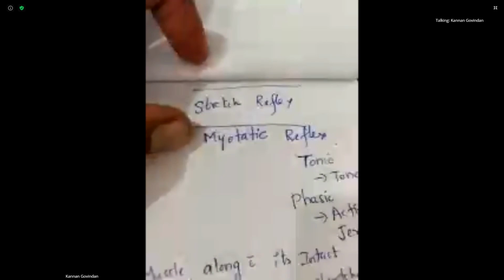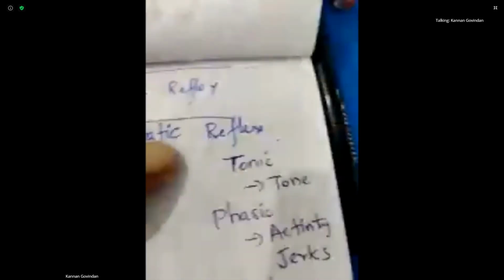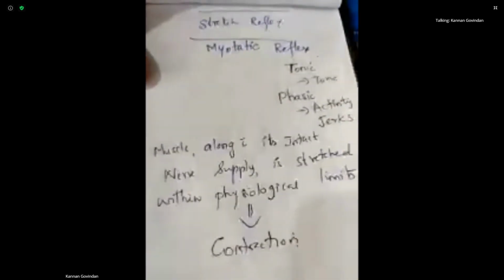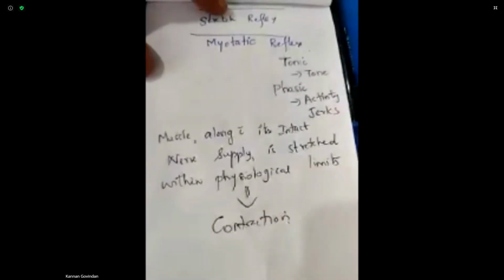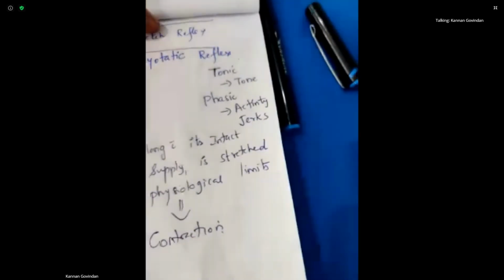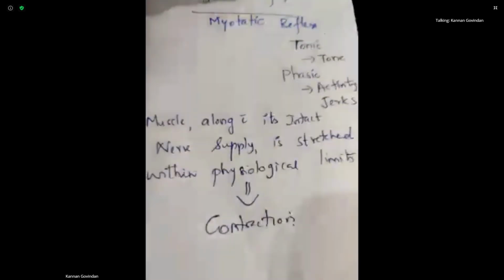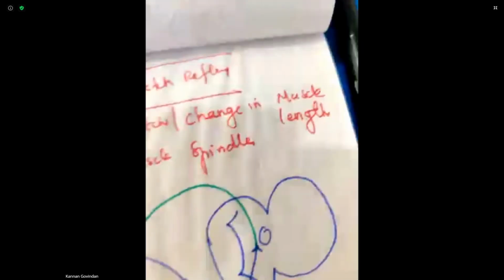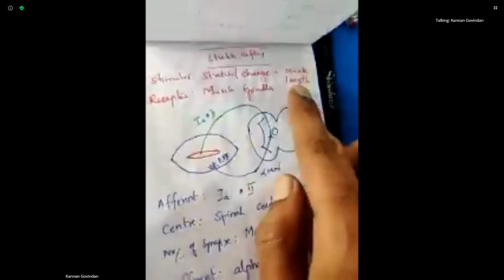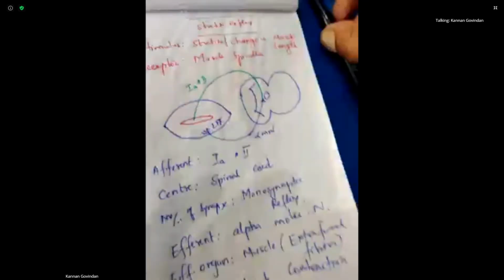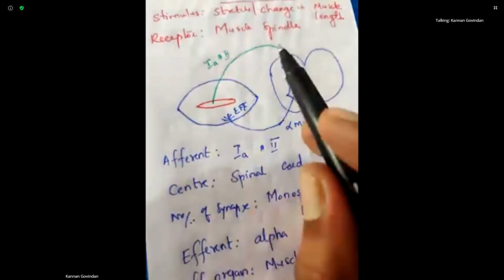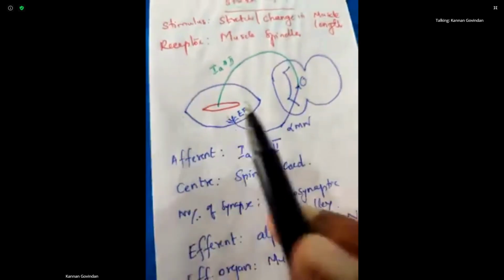So stretch reflex is also called as myotatic. It is not tactic, it is tatic. So this is the definition of stretch reflex. Whenever a muscle along with its intact nerve supply is stretched within physiological limits, the muscle responds by contraction. So this is a circuit for stretch reflex. So the stimulus is stretch or change in muscle length. The receptor is muscle spindle. So whenever the muscle is stretched along with its intact nerve supply, it goes for contraction.